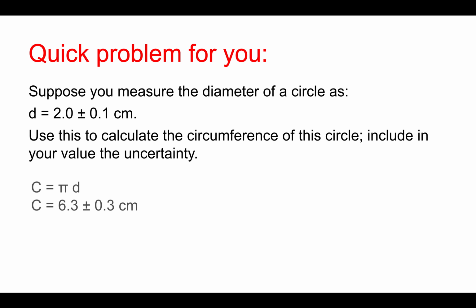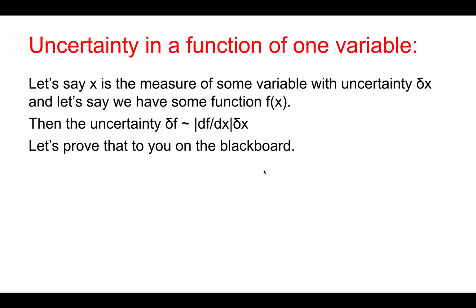So we know the circumference is pi times d. Let's say pi is 3.14. 3.14 times 2 gives us about 6.3, with two significant figures. How do we get the uncertainty? It's just 3.14 times 0.1, which is 0.314. We round that to one significant figure, in the tenths decimal place. So we have 6.3 plus or minus 0.3 centimeters. Not so bad. I'm going to prove this to you on another web page.